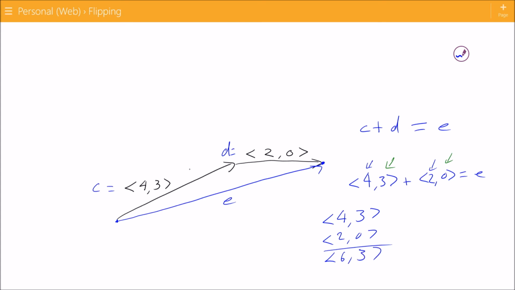So the components together here of E, these added together give you E. So E would equal 6, 3. I just put the horizontal with the horizontal and the vertical with the vertical. That is it. That is a simple way to add two separate vectors together.